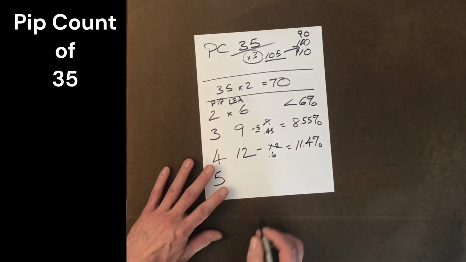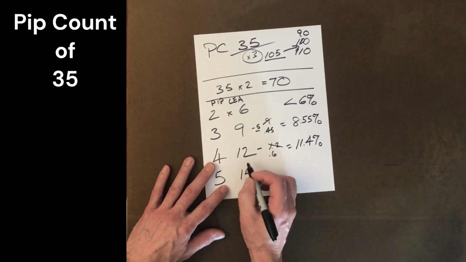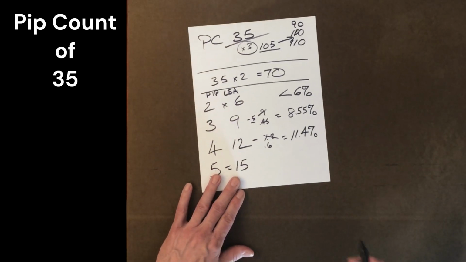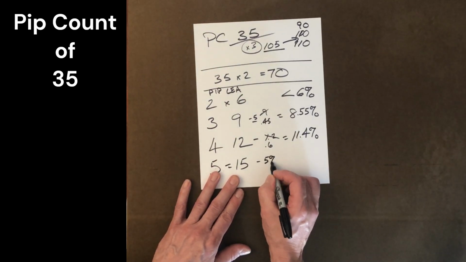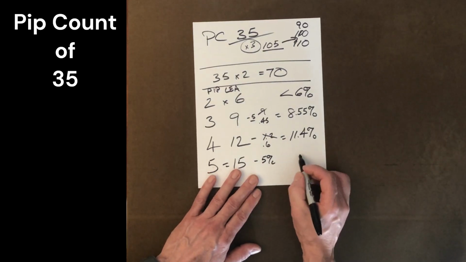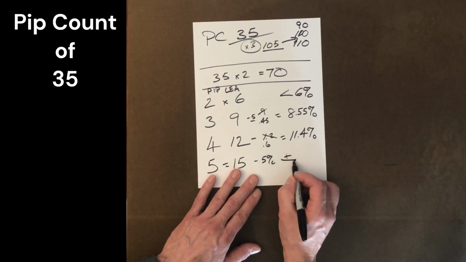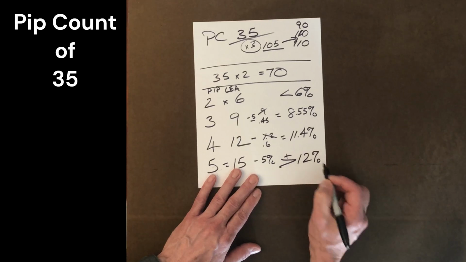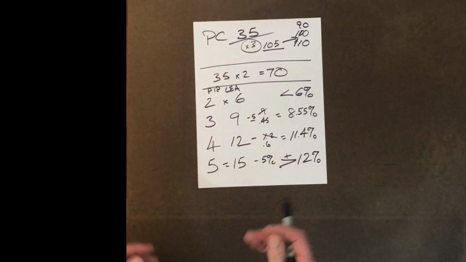What if our pip lead was 5? Multiply that by 3 gives us 15. Wow, that's a big number. And if we're only minusing 5%, we are so far above 12%. We don't need an accurate number. It should be an easy double pass.